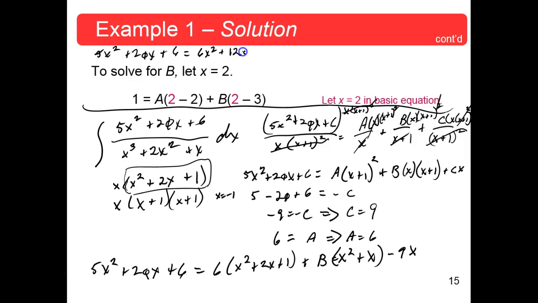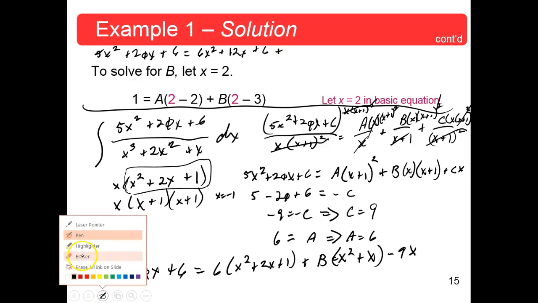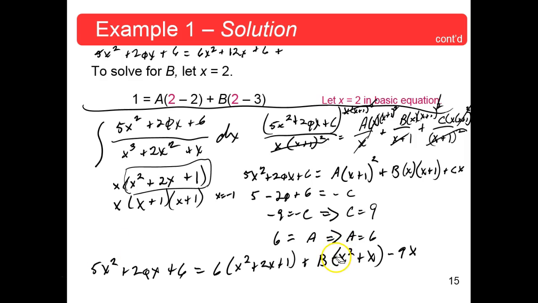Plus 12x plus 6. Keep going. Write down our paper. Okay. Just in case my ugly writing here throws you off, let me get rid of that.